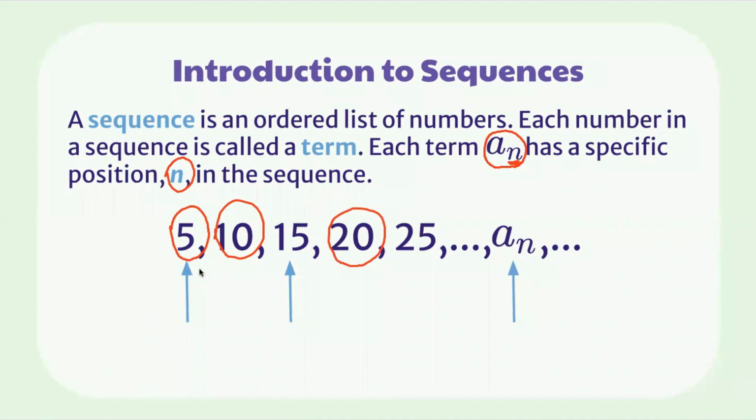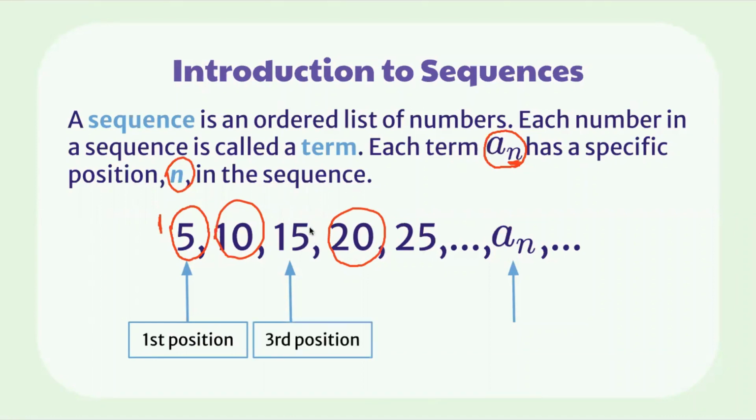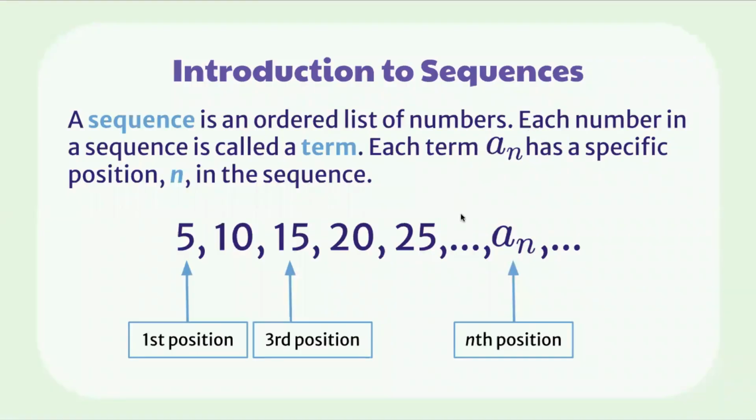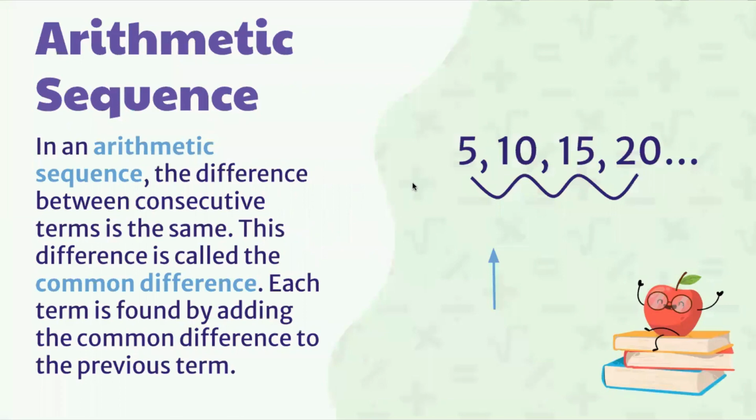So for example, 5 would be in first position, because it is the first term in your sequence. And 20 would be in fourth position. 15 would be in third position, because again, it is the third term in your sequence. And as you keep going on in your sequence, a_n just represents any term in the nth position. So there's just a short introduction to what sequences are, and as we move into examples, it will all start to come together. So what is an arithmetic sequence specifically?